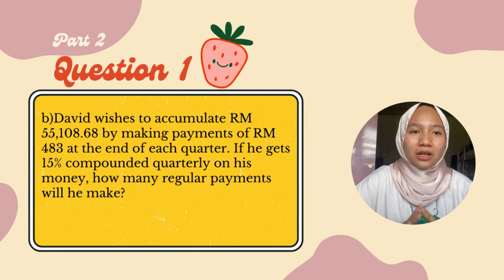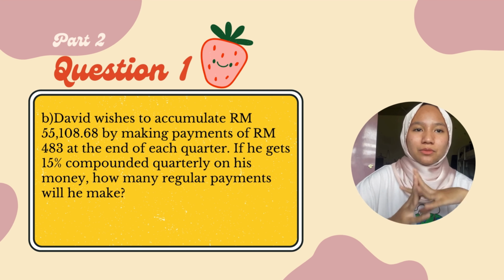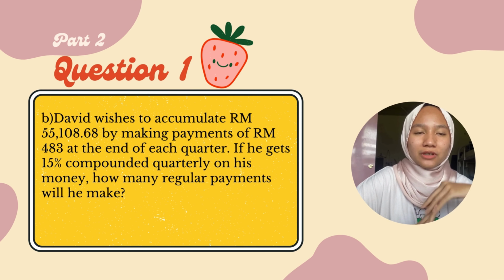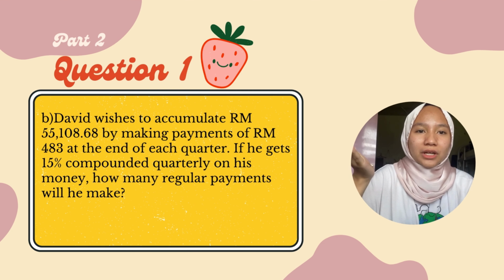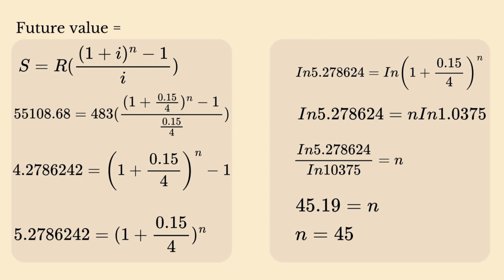Okay, for the next question, question 1B part B, David wishes to accumulate 55,108 ringgit and 68 cent by making payments of 483 ringgit at the end of each quarter. If he gets 15% compounded quarterly on his money, how many regular payments will he make? So I'll be explaining how to solve this question. So we are going to use the formula future value. So our S is 55,108 ringgit 68 cent.